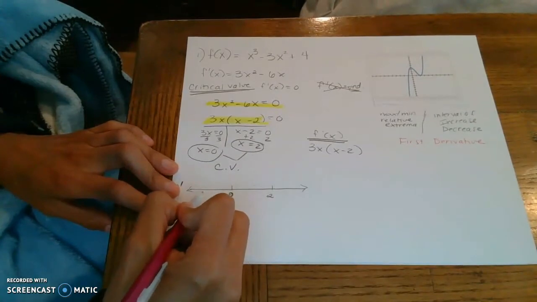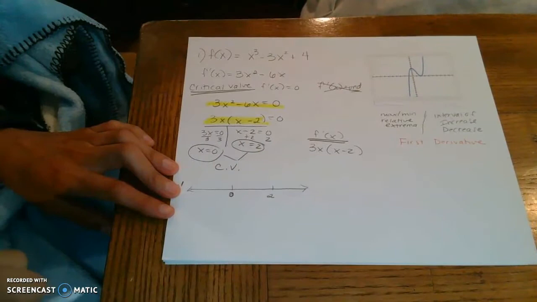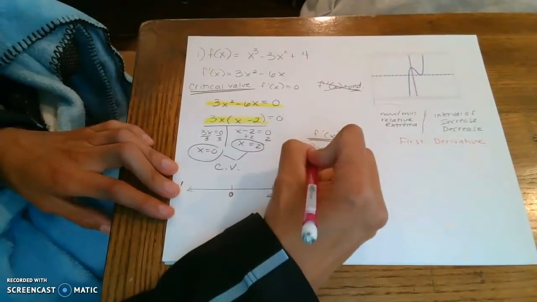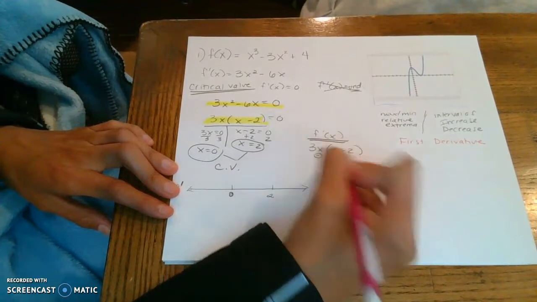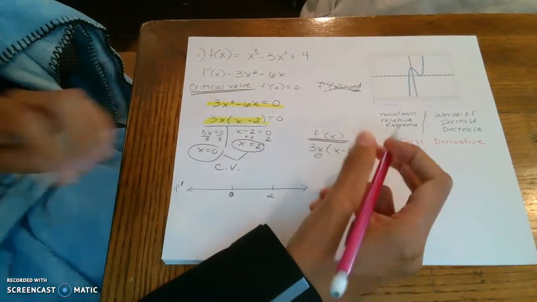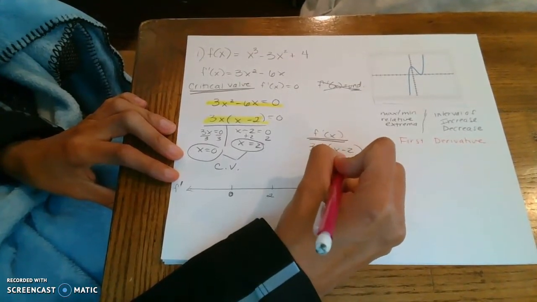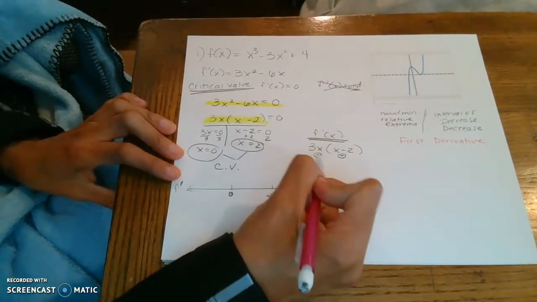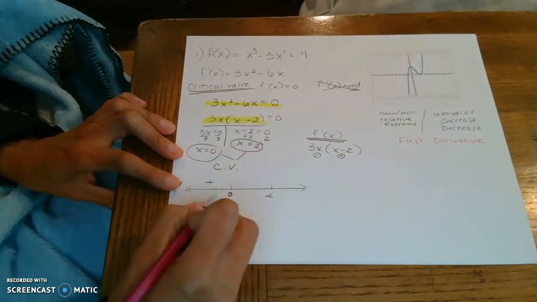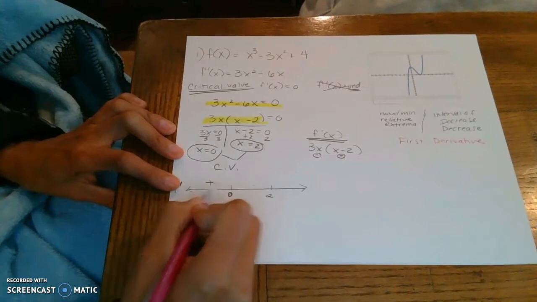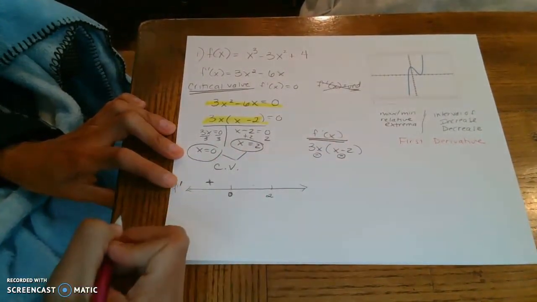So I'm going to plug -1 in. And I don't care about the value, I just care about the sign. So here, 3 times -1 is going to be a negative value, it's going to be -3. And then -1 minus 2 is also going to be a negative. A negative times a negative will result in a positive value. So when I take any number here and plug it into the first derivative, my output will be positive.